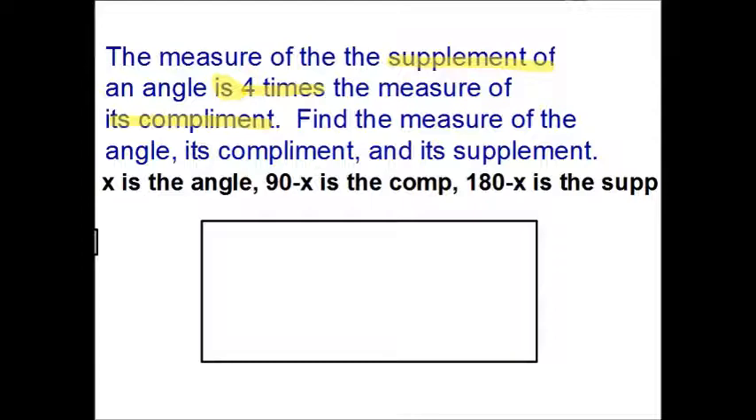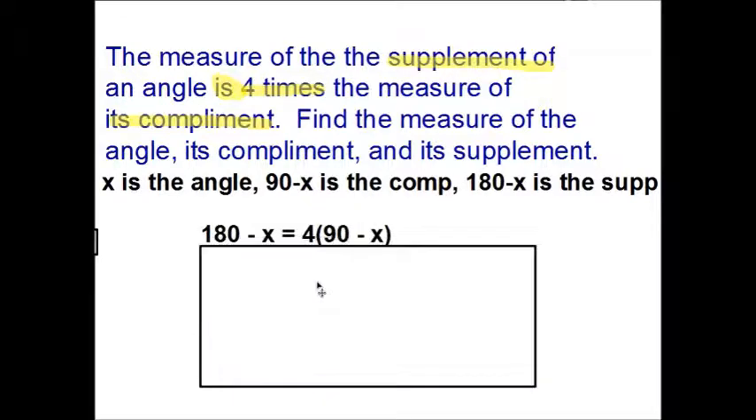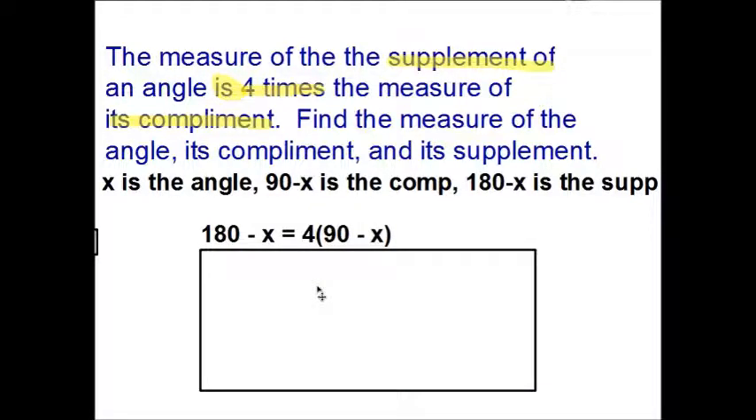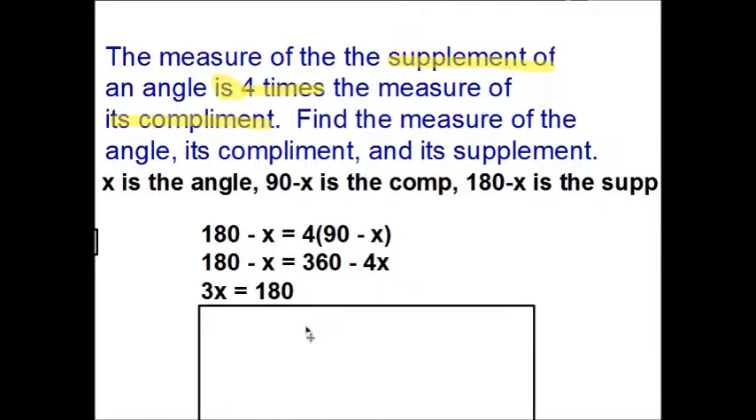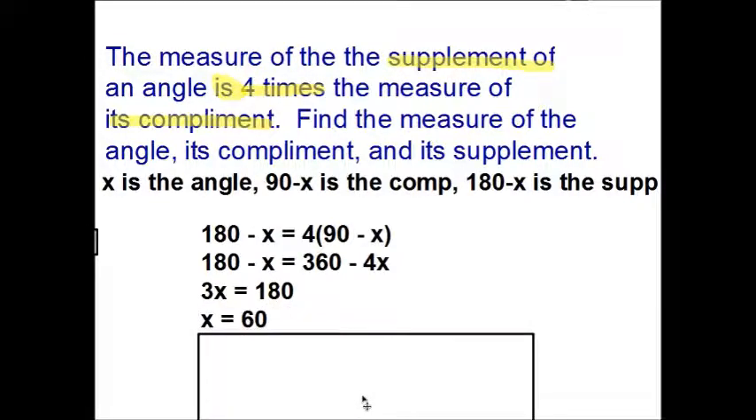So let's think algebraically what that's going to look like. The supplement of an angle is, so 180 minus x equals, "is" always refers to equals, 4 times the measure of the complement, so 4 times (90 minus x). So here we go. 180 minus x equals 4 times (90 minus x). If you can get that step figured out, the rest of this is a piece of cake. Distribute that 4. 180 minus x equals 360 minus 4x. So 3x equals 180. Solve for x by dividing both sides by 3, and x is 60.